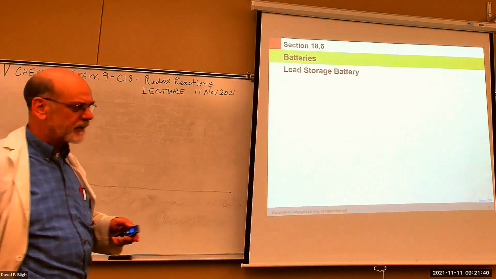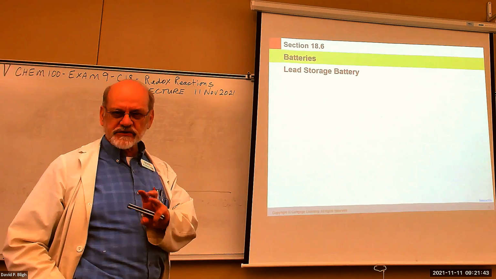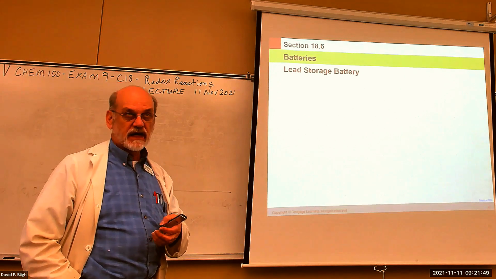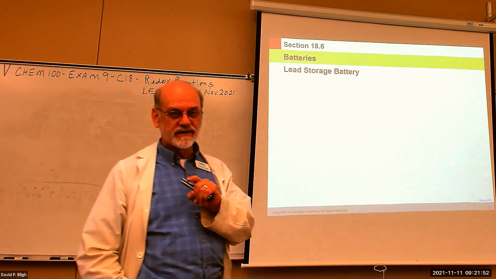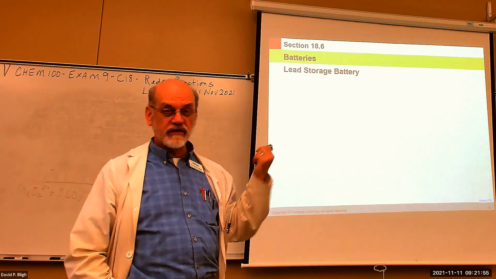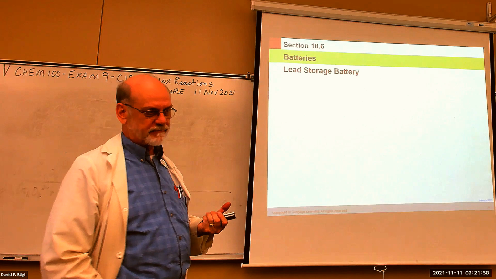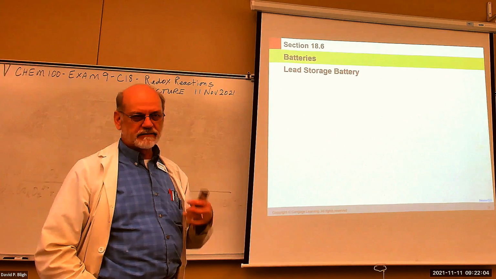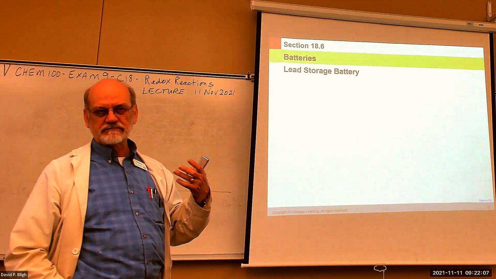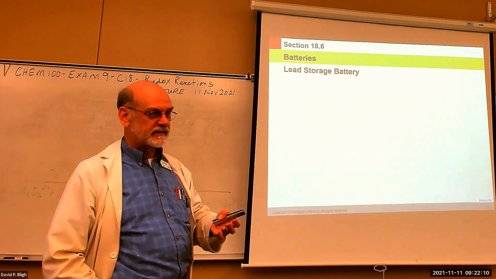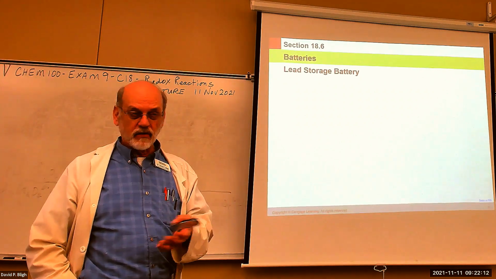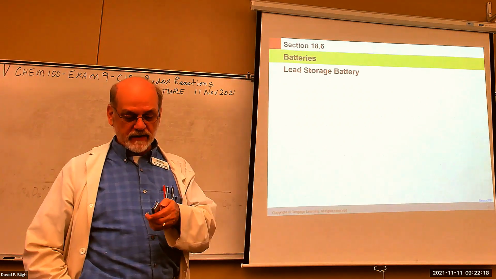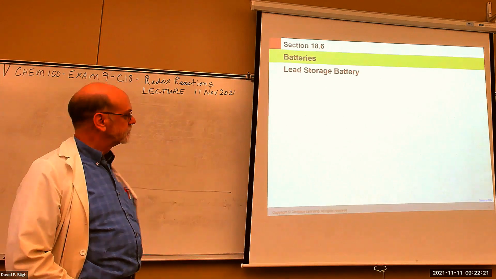Here's an example of a battery that almost every automobile now has under its hood. If it's a gas-powered engine, it's not a hybrid, and it's not totally electric, then it will have one of these batteries in it, the lead-acid battery. Of course, if it's a completely electric car like a Ford Volt or a Tesla, it'll have lithium-ion batteries. But if it's gasoline-powered or a diesel-powered engine, then it'll have a lead storage battery. Often we call it a lead-acid battery.